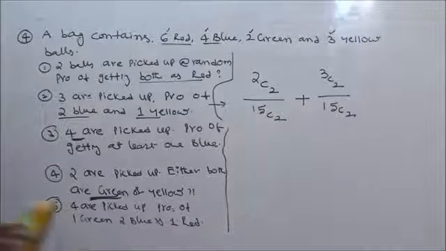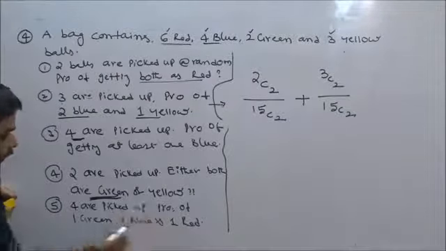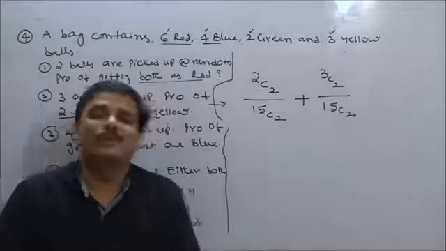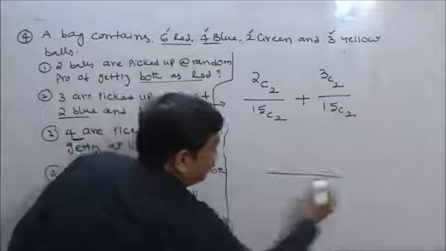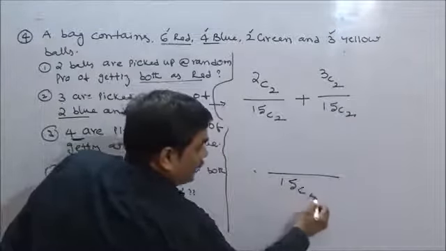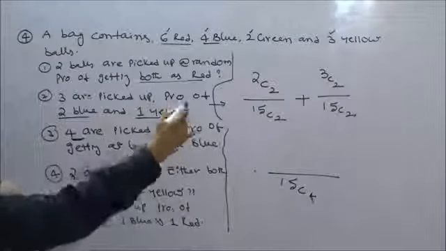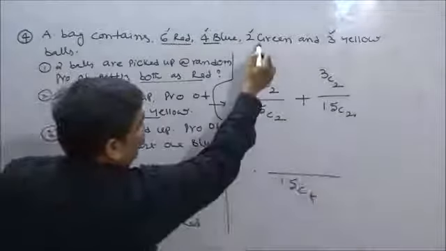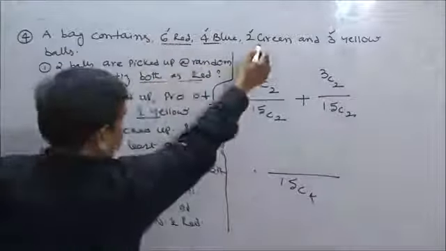Now you should do this question, students. Here 4 are picked up. Probability of 1 green, 2 blue and 1 red. Easily you can go for this one. When 4 are picked up, the sample space will become 15C4, combination of any 4. Now, when it is coming to the favorable events, it is 1 green. What's the probability of getting 1 green? Total 2 green are there.